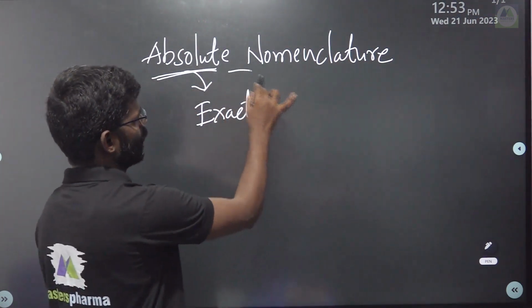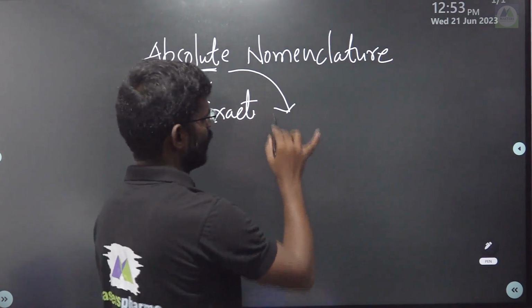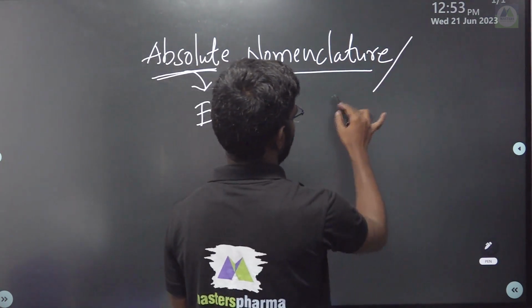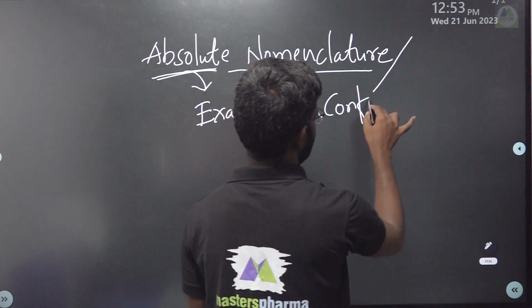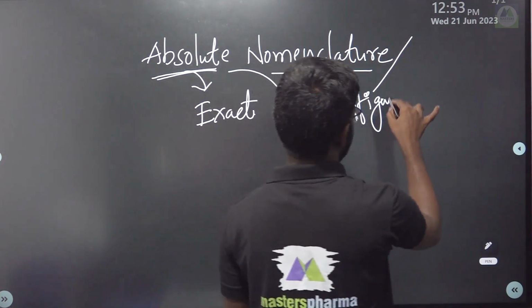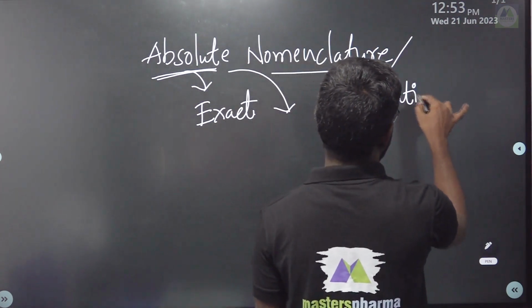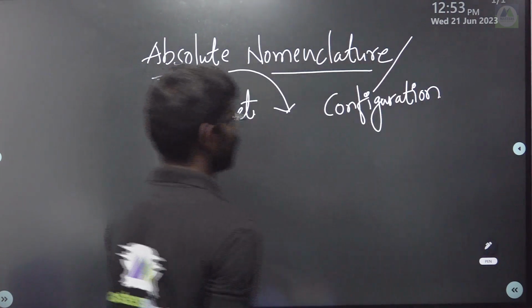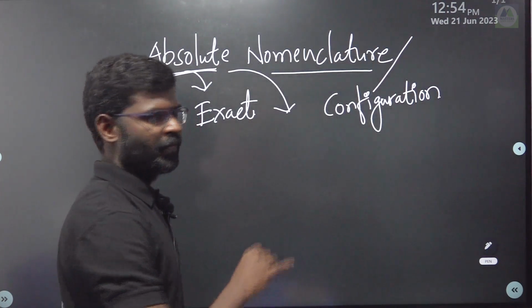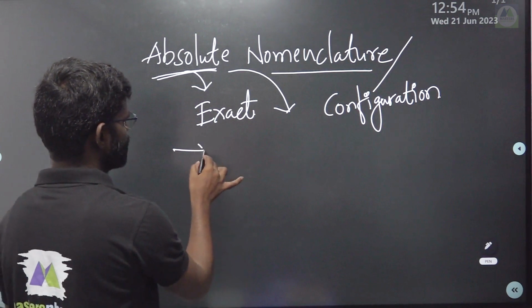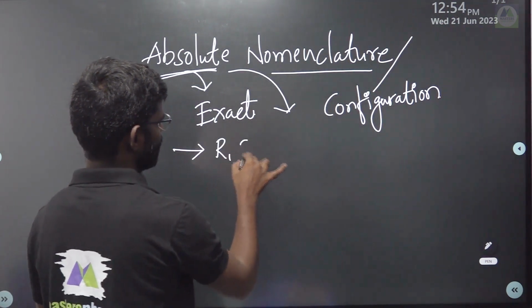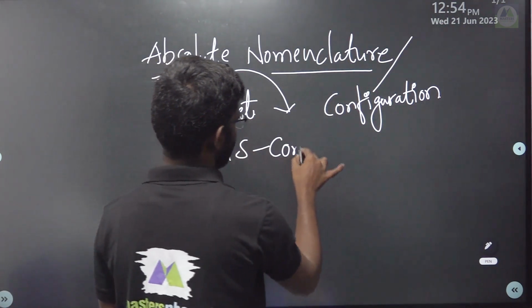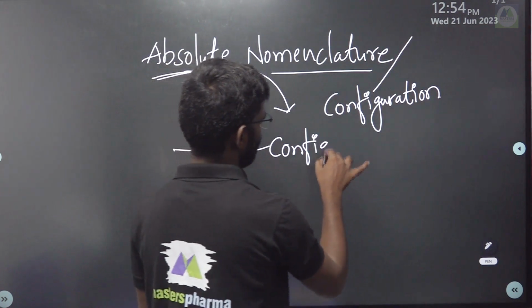Before going to absolute nomenclature, there is also a configuration. Absolute nomenclature or absolute configuration. Another name for this is RS configuration.